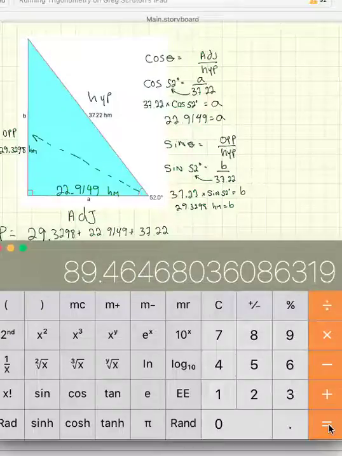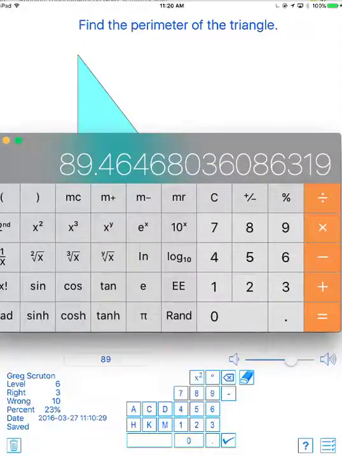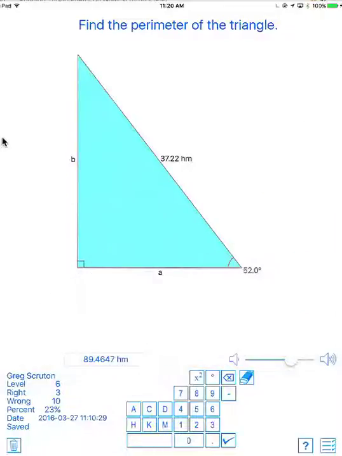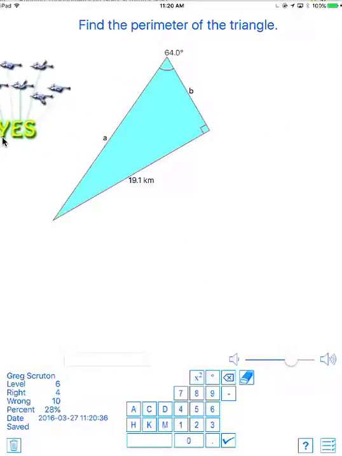hectometers. All right, so back into the program. 89.4647 space hectometers. And then I click on the check button to check to see if I'm right. All right, so let's do that. Check. Yay! Excellent. And that's how you do the perimeter of a triangle using trigonometry.